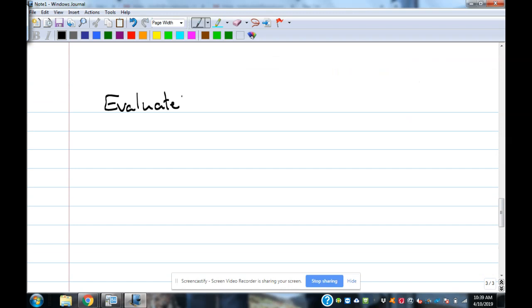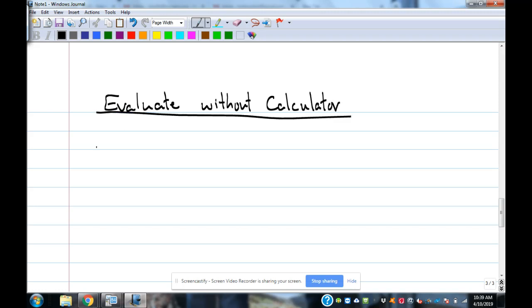Evaluate, without a calculator. And then we'll do some with the calculator as well. So log base 4 of 16. So they're just going to give you this statement. It's not an equation. We're just given this statement and told to evaluate that.